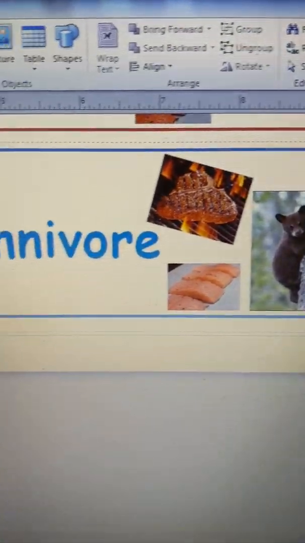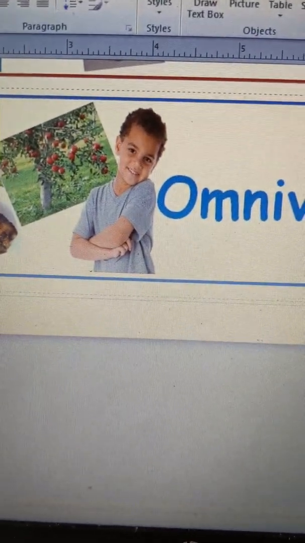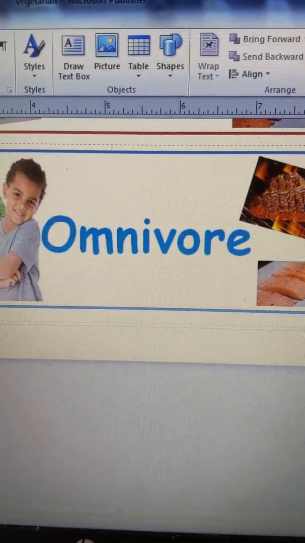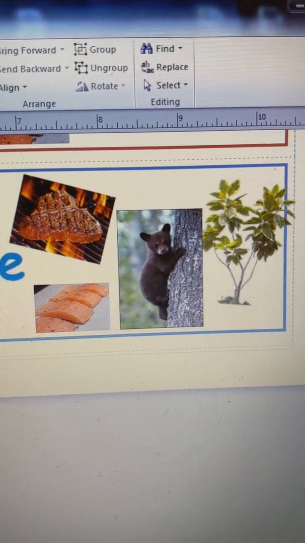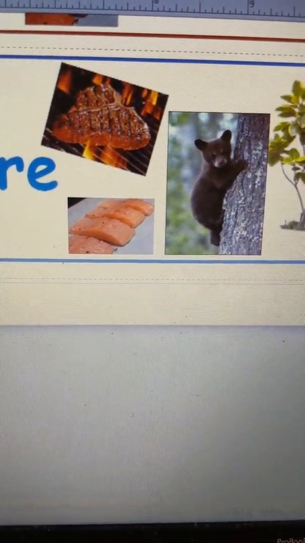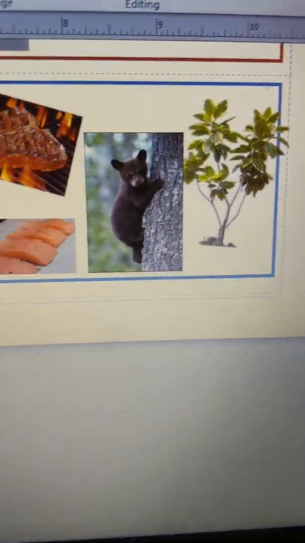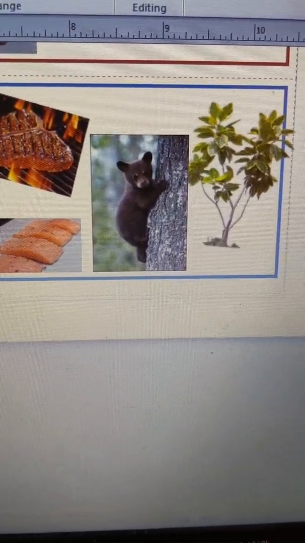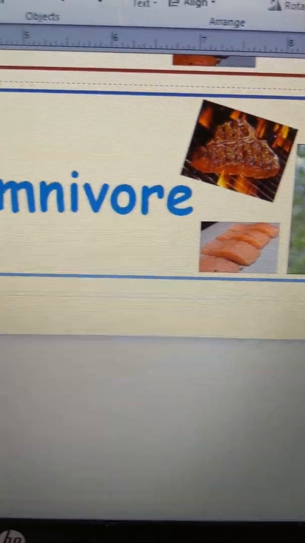The last way we can classify animals and humans according to what they eat is called an omnivore. Now, omnivores actually eat both things. They eat meat and fish and plants and leaves. So like this bear right here. Bears are omnivores. They really like plants and berries, but they also eat meat too.